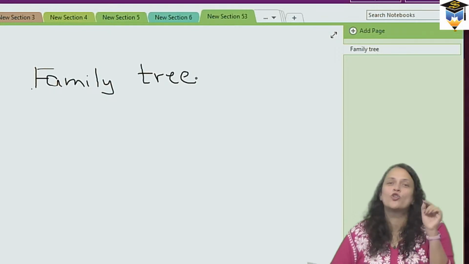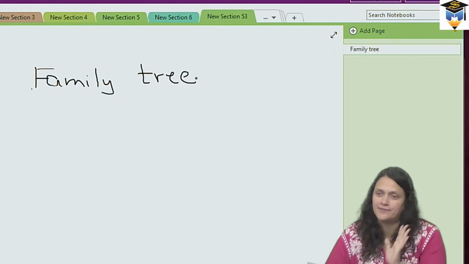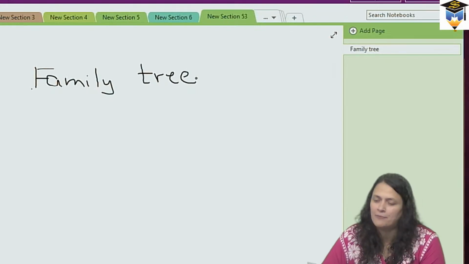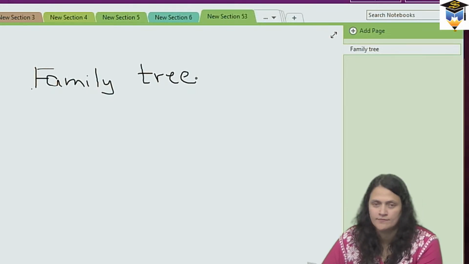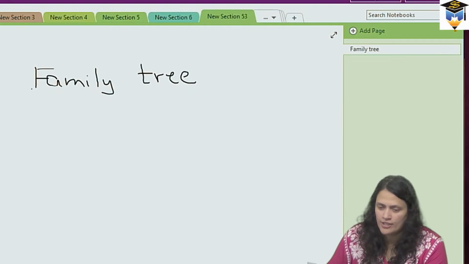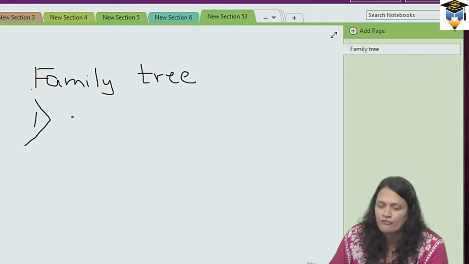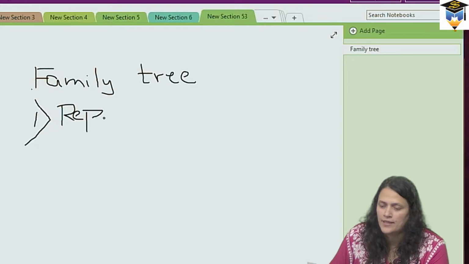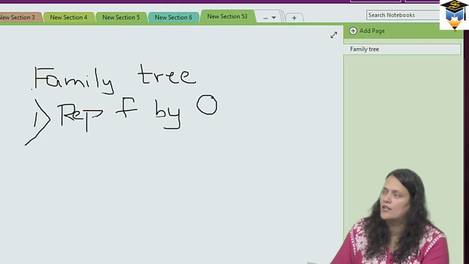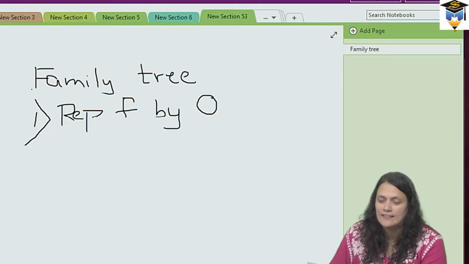Okay, write down rules for drawing a family tree. First rule: represent females by circles. Write down, represent females by circle.